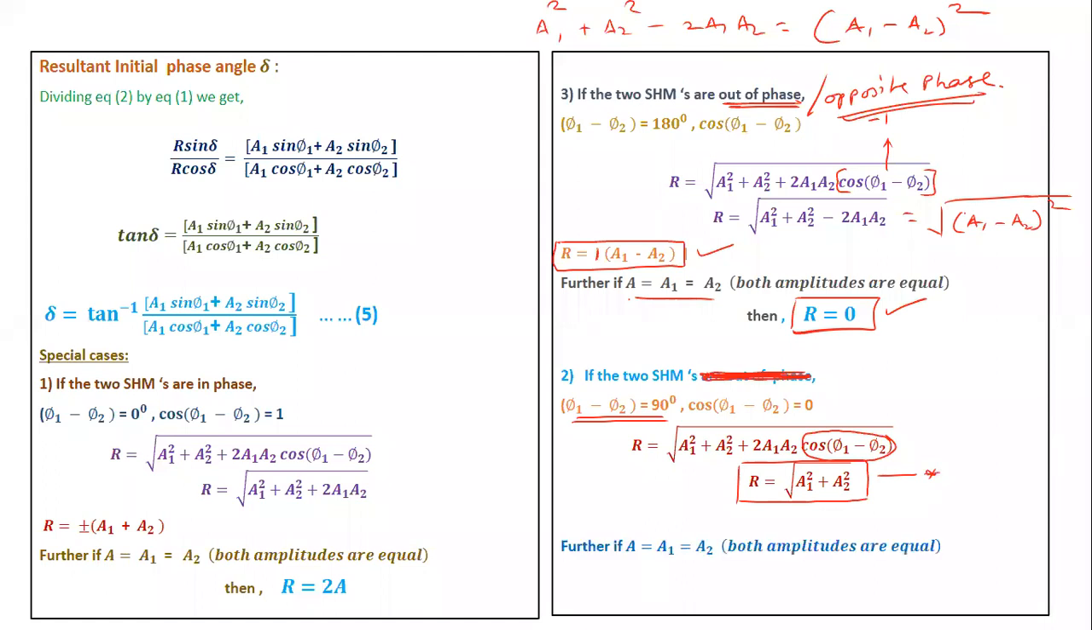Further, if a1 and a2 are both equal, then substituting, we get the root of a square plus a square, which is the root of 2a square, or we can write root 2 a. So this is the resultant amplitude if the phase difference is 90.